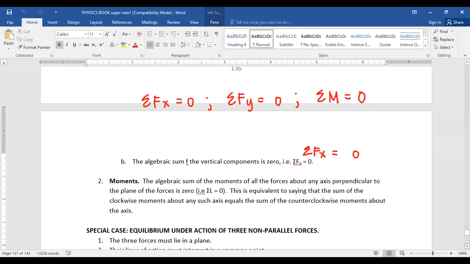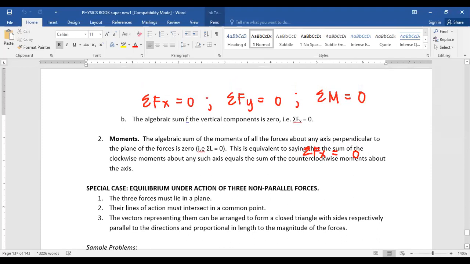Now, for the special case, equilibrium under action of three non-parallel forces: the three forces must lie in a plane. Their lines of action must intersect in a common point. The vectors representing them can be arranged to form a closed triangle with sides respectively parallel to the direction and proportional in length to the magnitude of the forces.